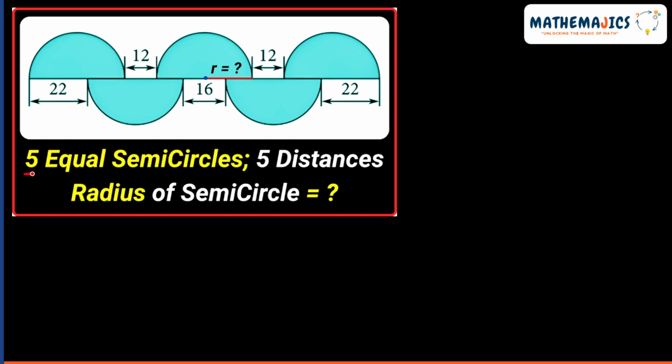In this question, we are given 5 equal semicircles. These are the 5 semicircles that we can see. And we are also given 5 distances. These are the 5 distances with us.